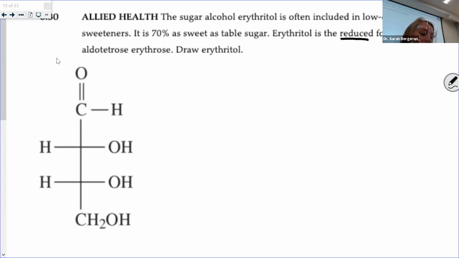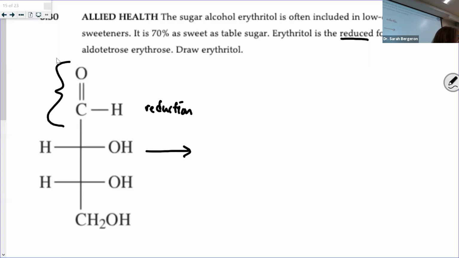What kind of reaction is happening? A reduction. What kind of functional group do we have here? An aldehyde. So if we have an aldehyde and it undergoes reduction, what happens? We add hydrogens, and we're actually going to add H2 because we have two. That's right.